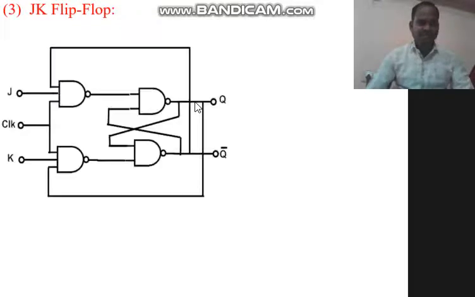Dear students, in this video I explain the JK flip-flop. JK means jump key flip-flop. Jump key is also called the Jack Kilby flip-flop. Jack Kilby is the scientist's name. He introduced this flip-flop, so it is called the jump key flip-flop or Jack Kilby flip-flop or JK flip-flop. So this JK flip-flop logic diagram is like this.